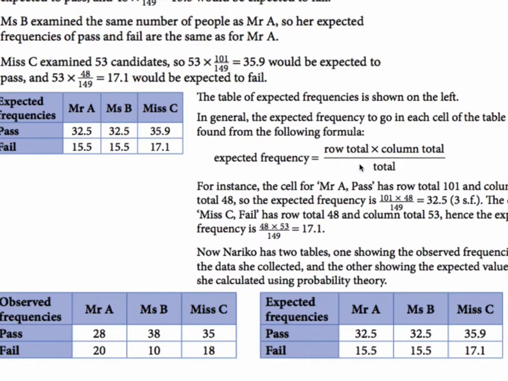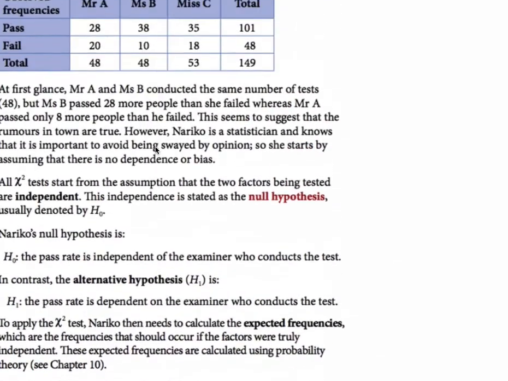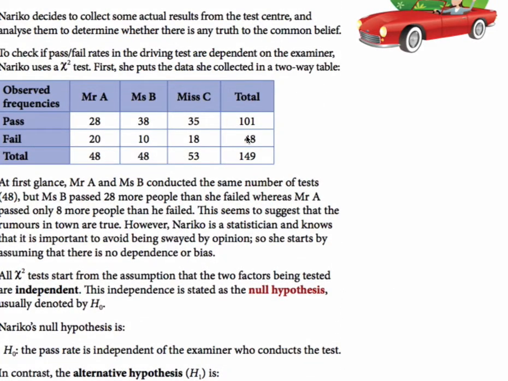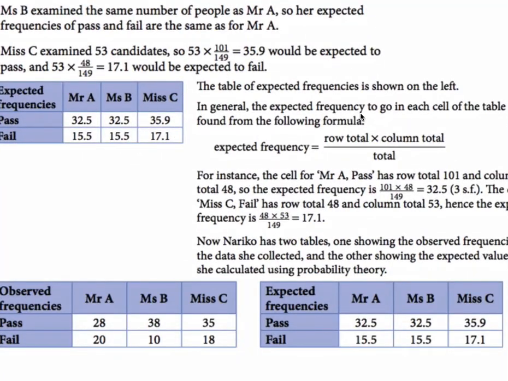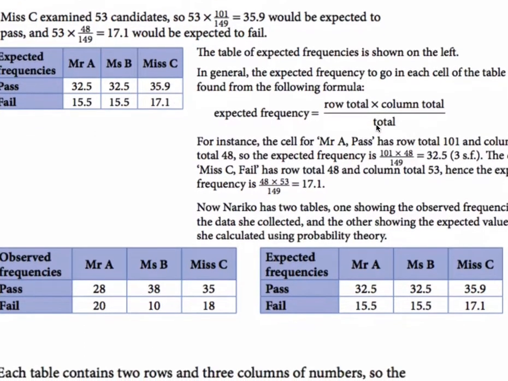So that's done with this calculation: row total times column total divided by the total of everything, right? Okay, notice that these ratios are all the same. They're the same as the ratio of the total number of fails to the total number of passes, right? Anyway, so that's how you calculate it. You calculate the expected frequency for each one of these like that, and I'll show you an example.